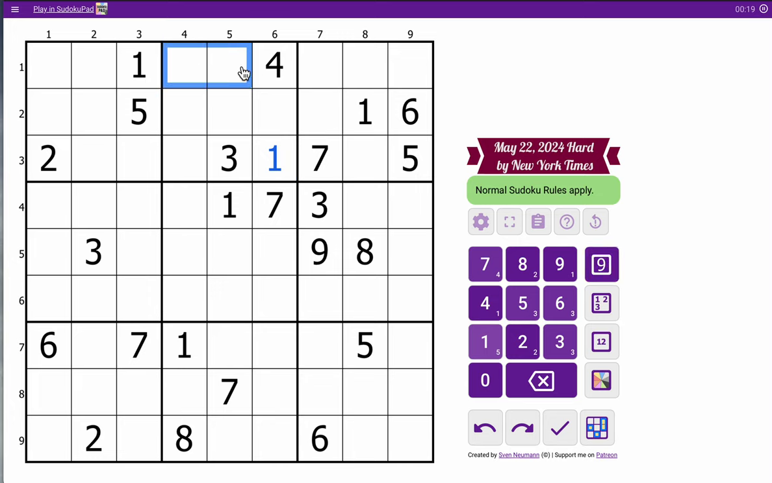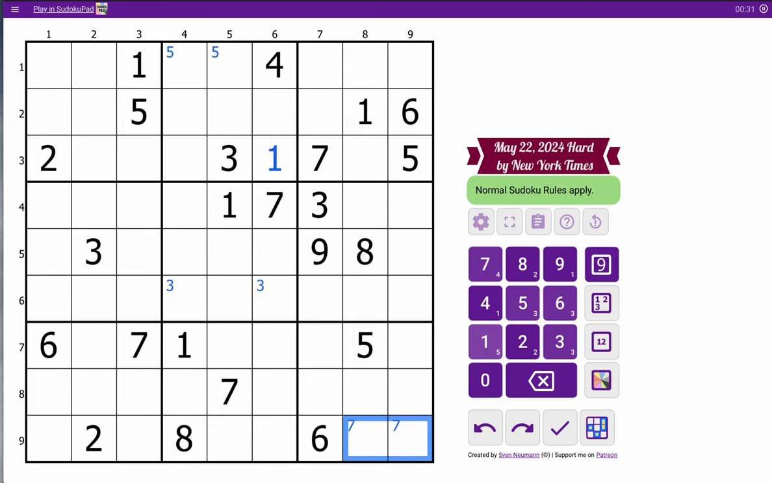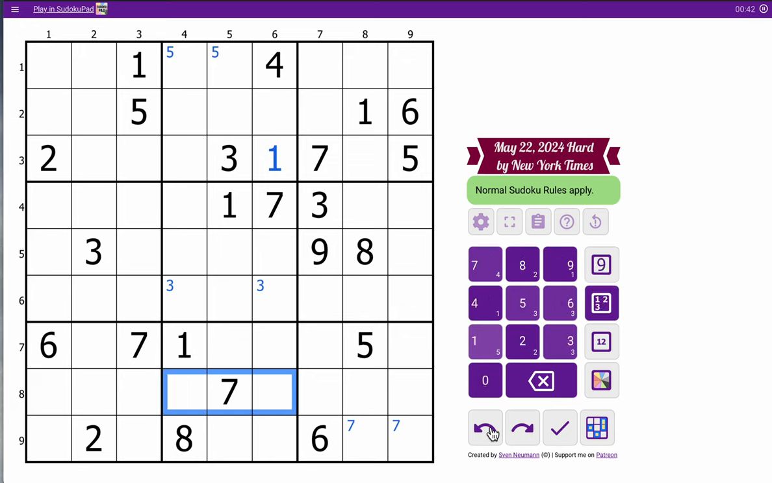It goes there. And I can put a 5 in one of those two. That's all I get for the top rows, I think. The middle rows, I'm going to get a 3 in there. That's it. Bottom rows, there's 7. I think that's all I get. No, I can place a 6 in one of those two. I meant to put it in as corner marks.